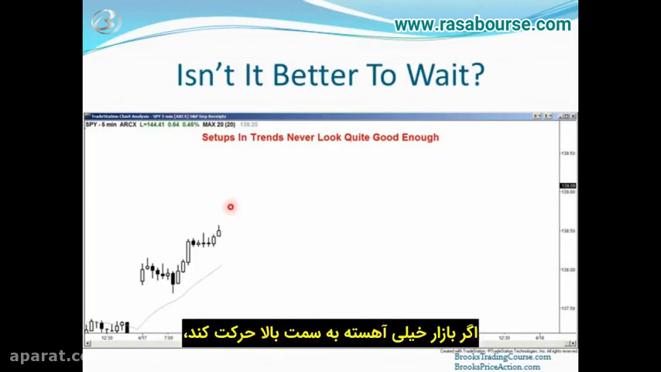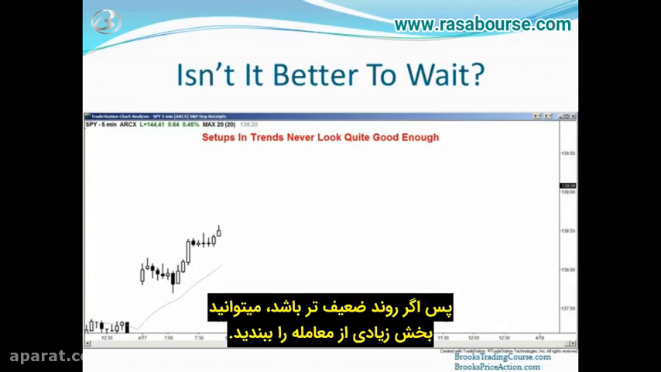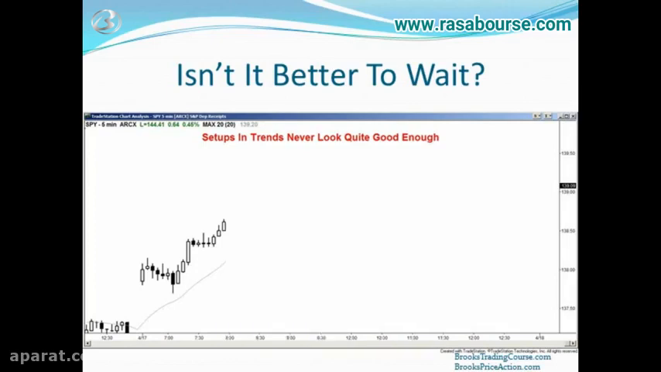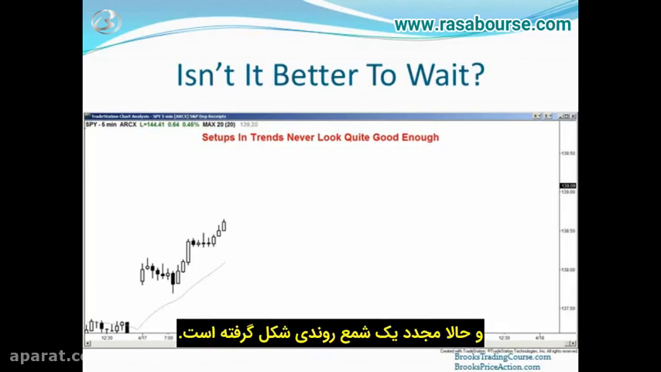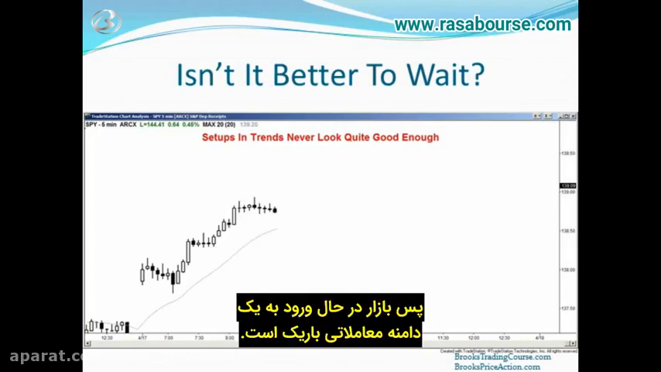If it's going up slowly, you might take all of it off. So if the trend is weaker, you might take more of it off. Okay, so now we got another trend bar, and now we got another breakout and a bunch of dojis. So we're entering into a tight trading range.